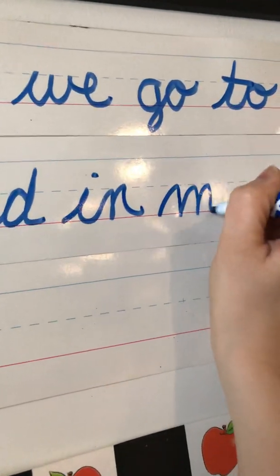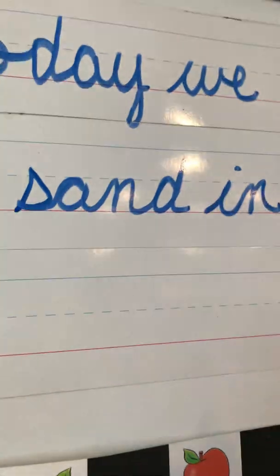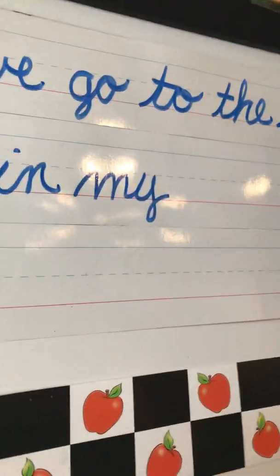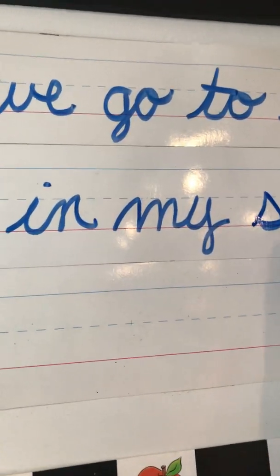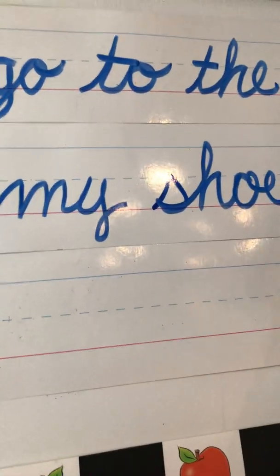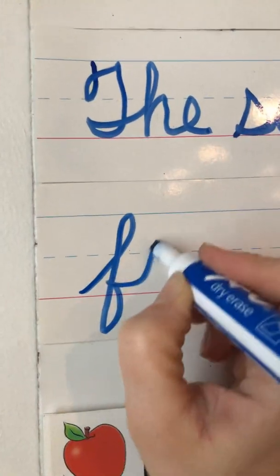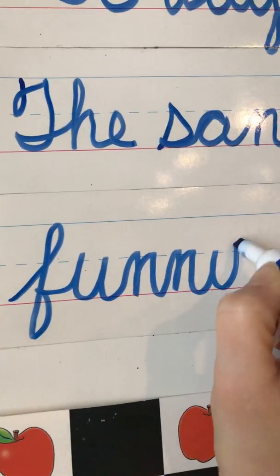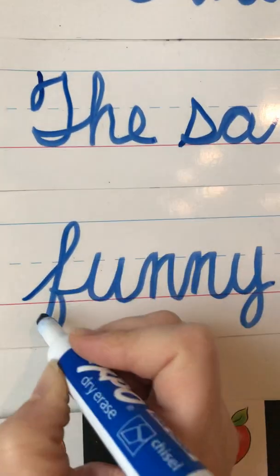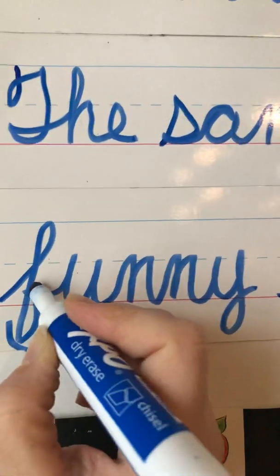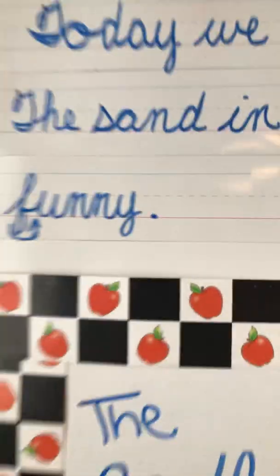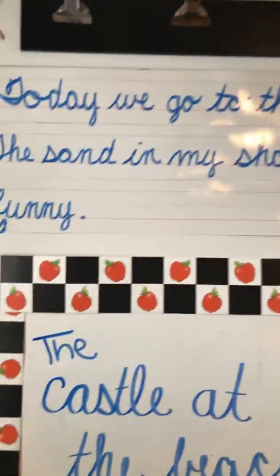The sand in my, notice I'm leaving a space between each word, but it's not too big. If your space is too big, then you're not going to be able to fit as much on your paper, and you'll be wasting space. The sand in my shoe feels. Now, I have one more word for that sentence, but no more space. No problem. I come down to my next line. Funny. Remember, for F, it curves around this way. And then he jumps out. Period. Today we go to the beach. The sand in my shoe feels funny.